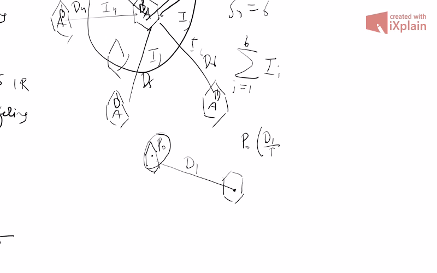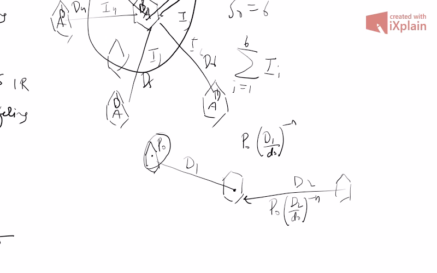D1 divided by some D naught to the power minus n, right? Similarly, because of another interfering base station, if the distance is D2, the power will be P naught D2 over D naught to the power minus n, right?